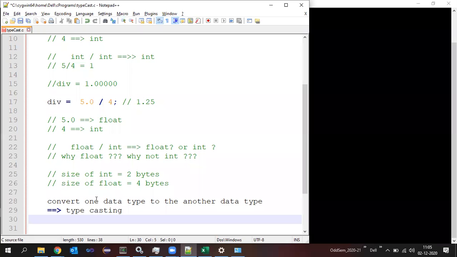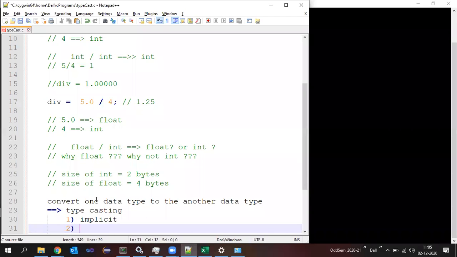In typecasting, there are two approaches. Let me finish this one, and then you can ask the question. There are two types. One we call implicit, and the second one we call explicit.